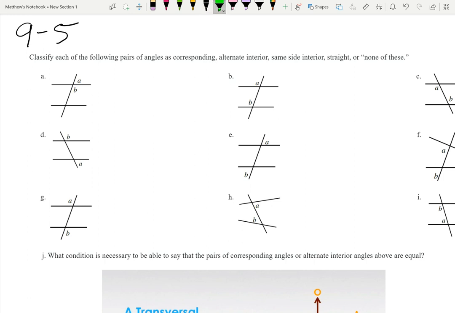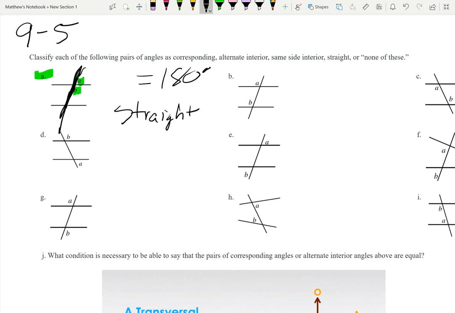And first we're looking at problem A. So I have angle A and angle B, and right away I notice that they make a straight line. So since they add to 180 degrees, make a straight line, they're going to be straight.